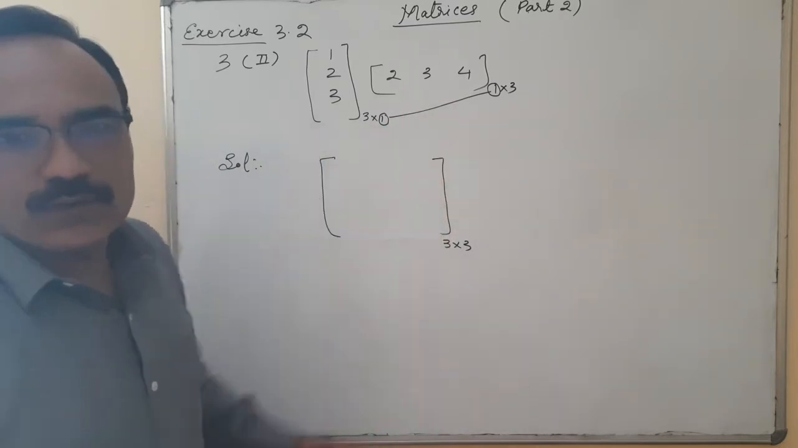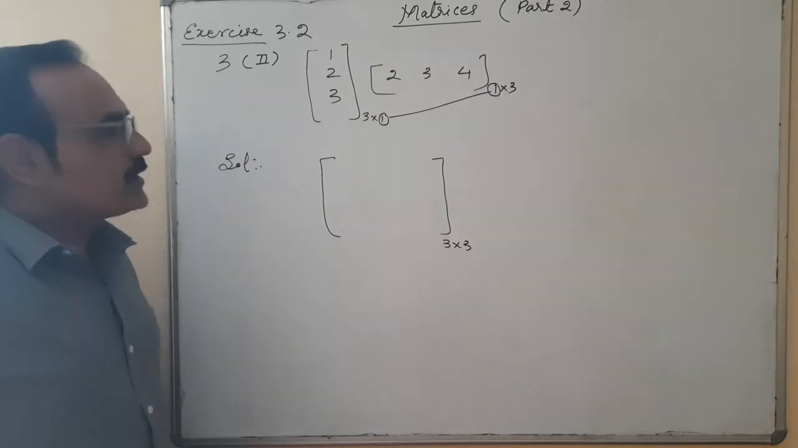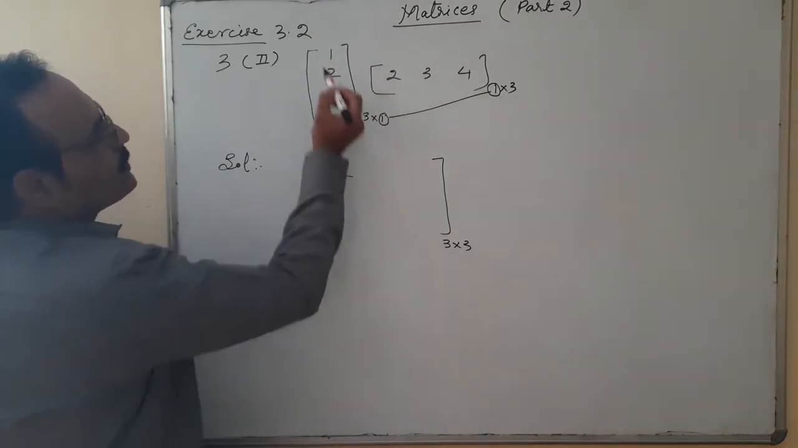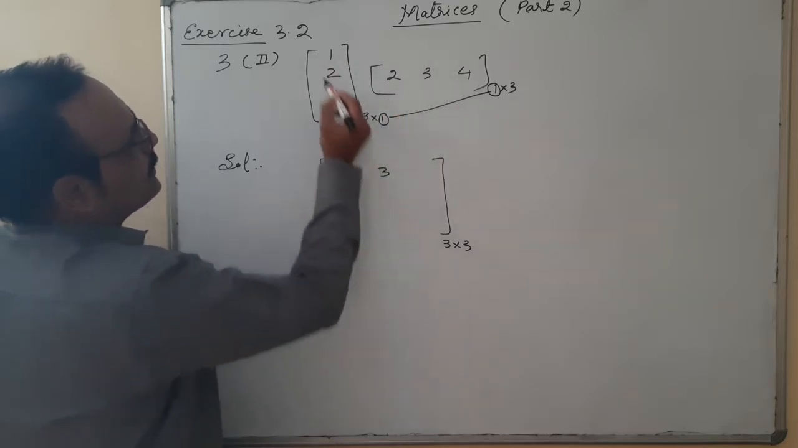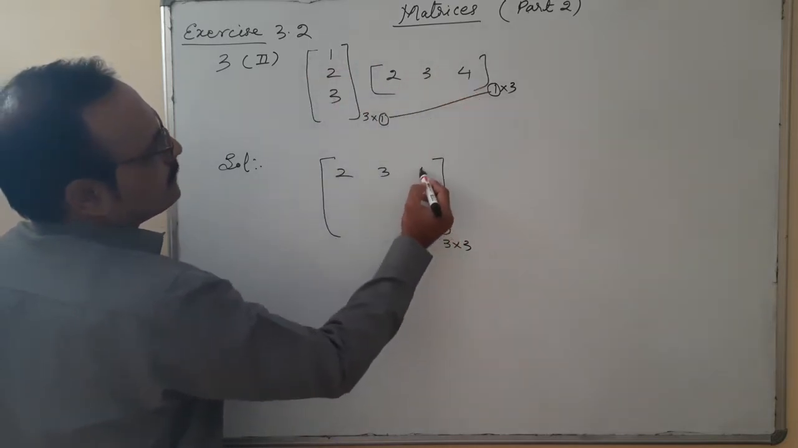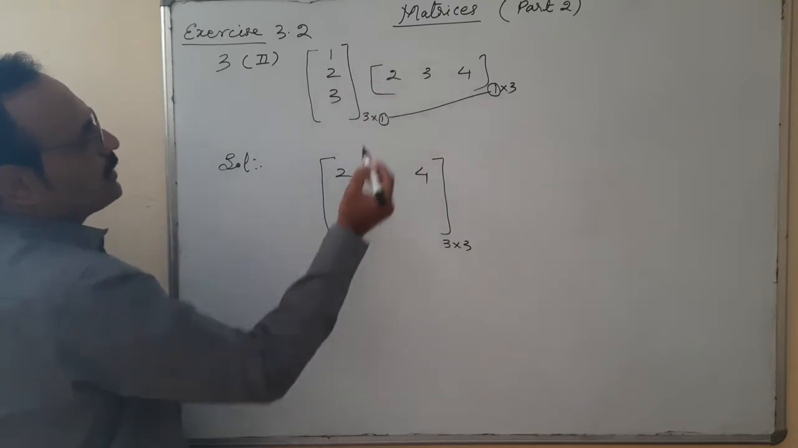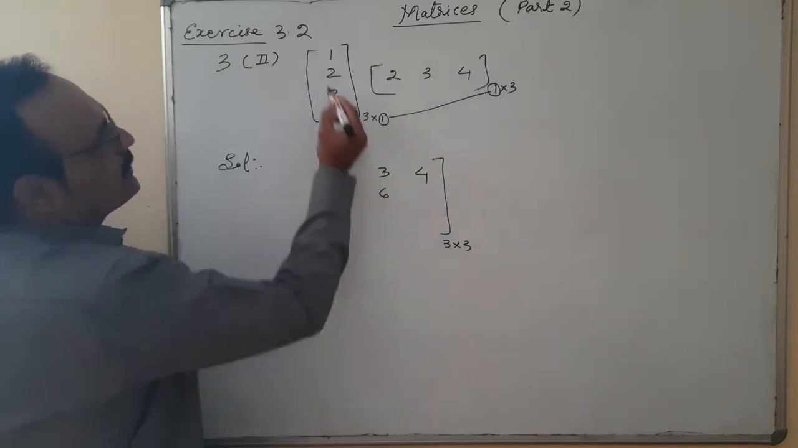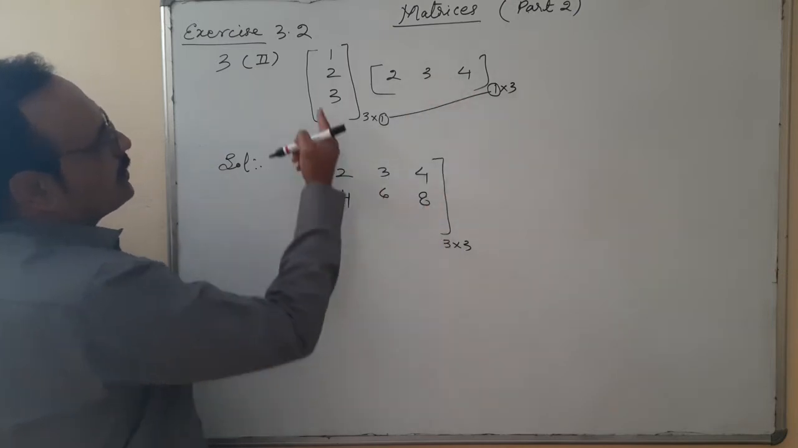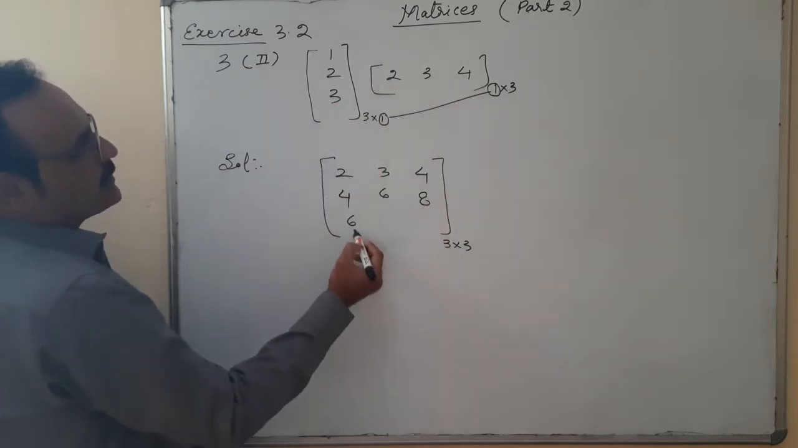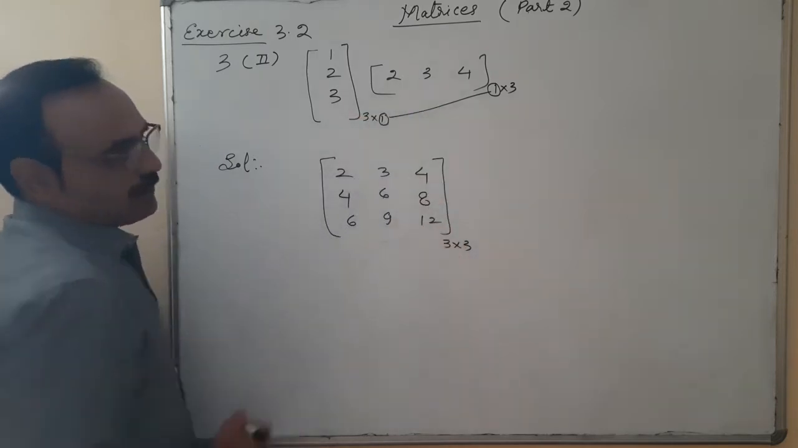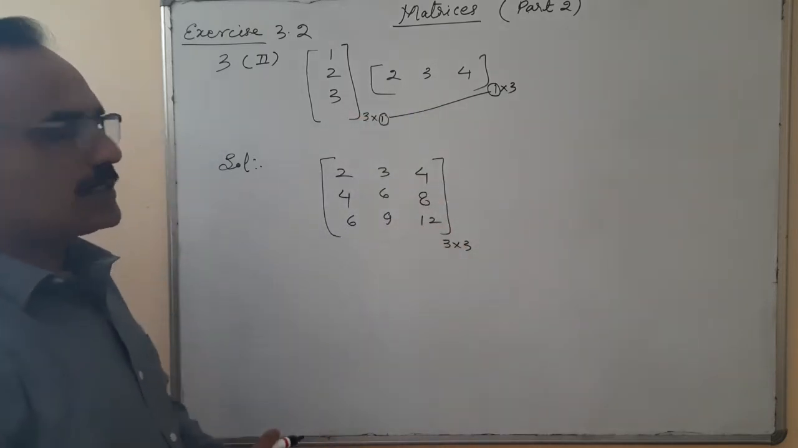Rule: first row multiplied by first column, 1 into 2, 2. First row multiplied by second column, 3. First row multiplied by 4. Second row, first column: 2 2s are 4, 2 3s are 6 and 2 4s are 8. Now third row, first column: 3 2s are 6, 3 3s are 9 and 3 4s are 12. So this is the matrix of 3 cross 3.